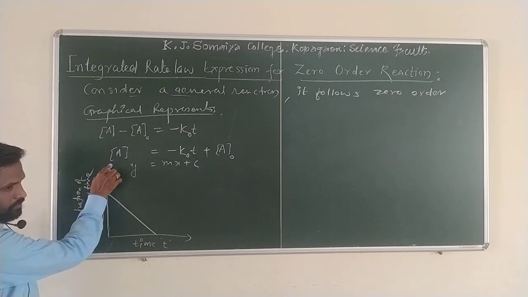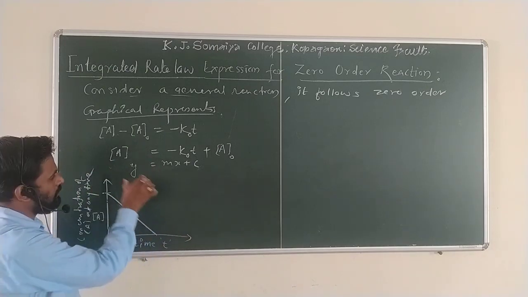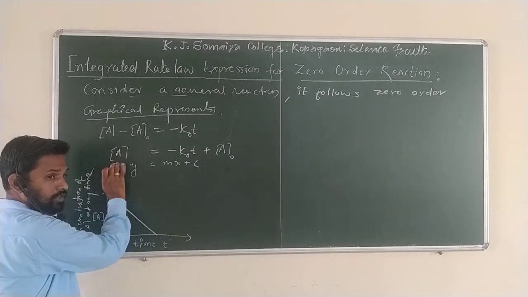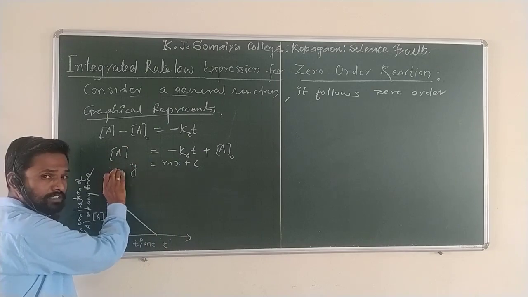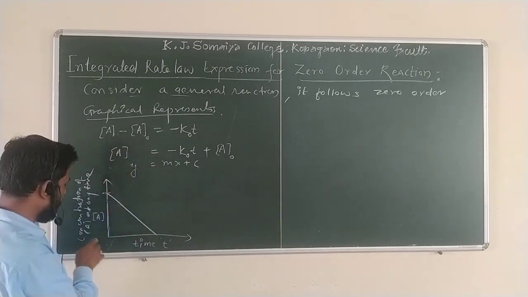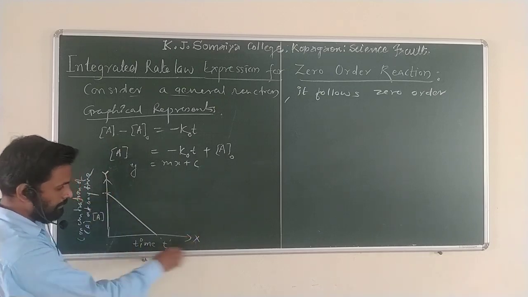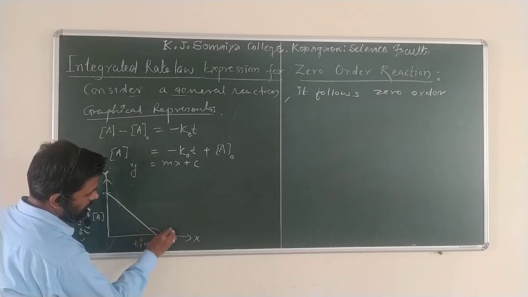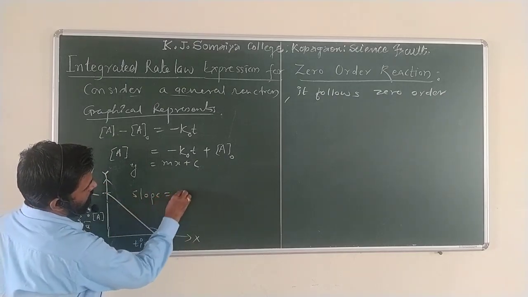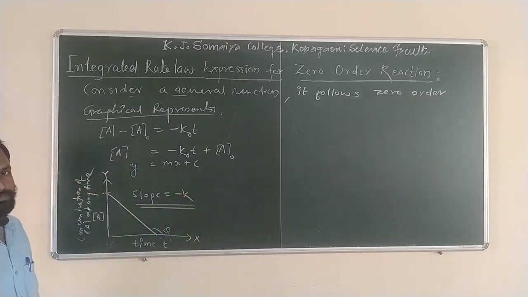A is the reacting molecules. After time t, whenever you want to determine the concentration at time t, this is the remaining concentration. Keep it in mind. This is the remaining concentration on the y-axis, and on the x-axis, time is there. You will get this theta. Tan theta is nothing but the slope. The slope you will get is minus k.